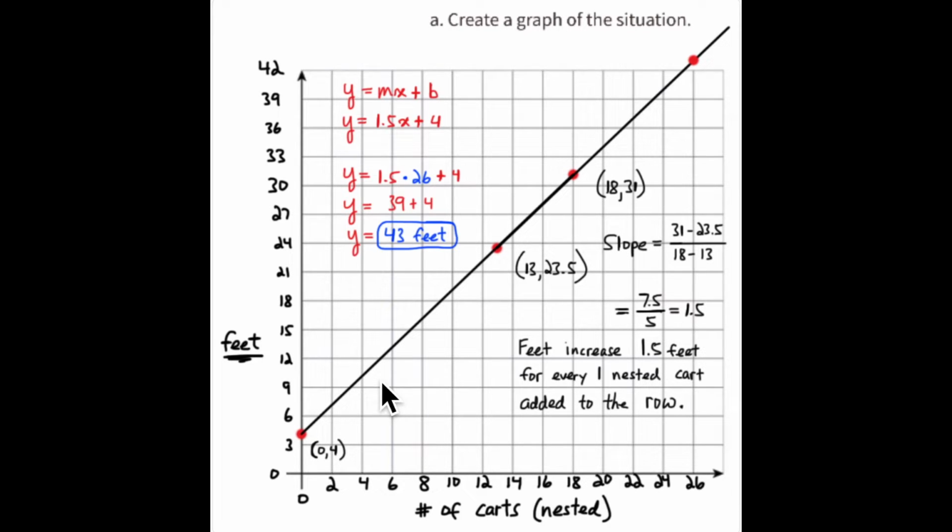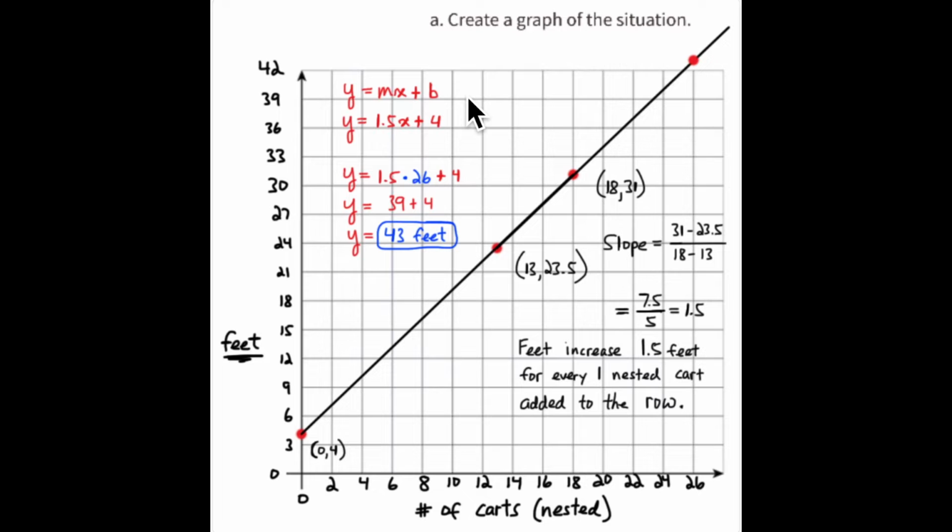Now looking ahead, I know that they're going to ask me how many carts can I get in a space that's 43 feet long. So I'm going to go out here to 43 feet. So this is where it's useful to know that the number of feet is 1 foot more than the grid line. So this is 42. So 1 more is going to be 43. And so if I extend this line, it does go through this point. So this is 43 feet.